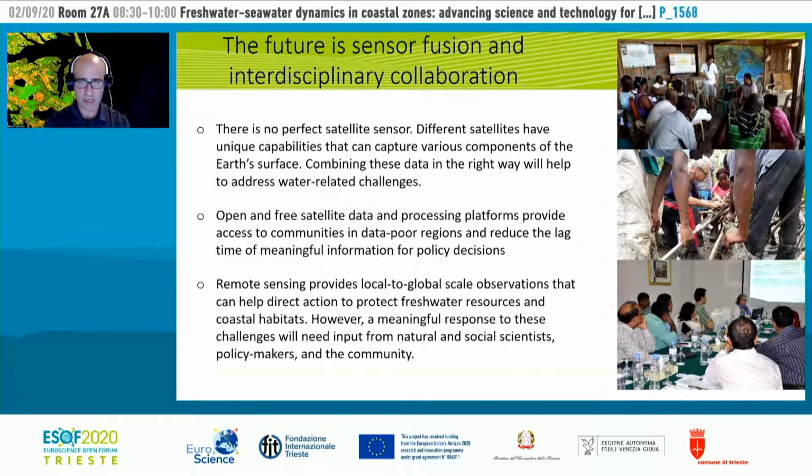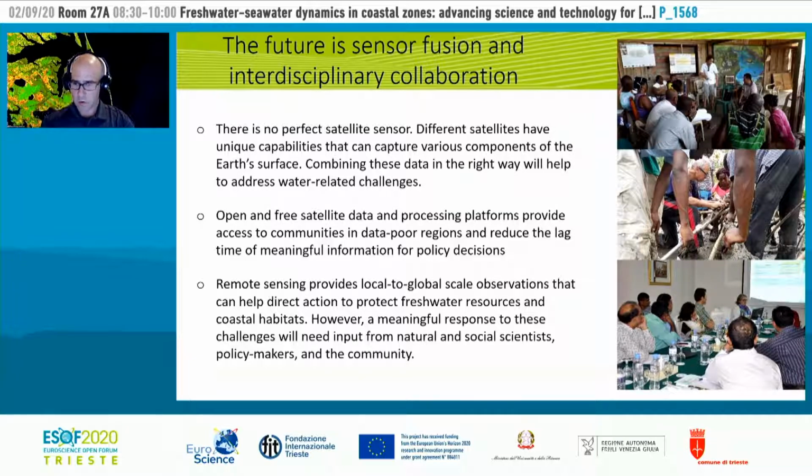Meaning that if we can get data in our hands sooner, we can provide better information for policy decisions and more up-to-date information, rather than having to wait 5 years for the next model to come out.